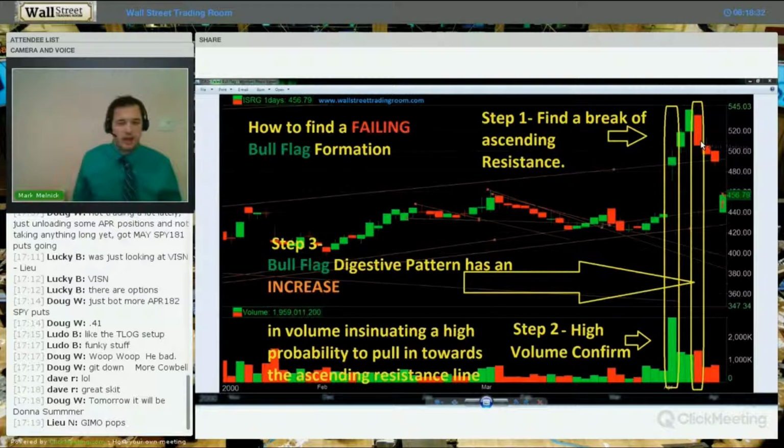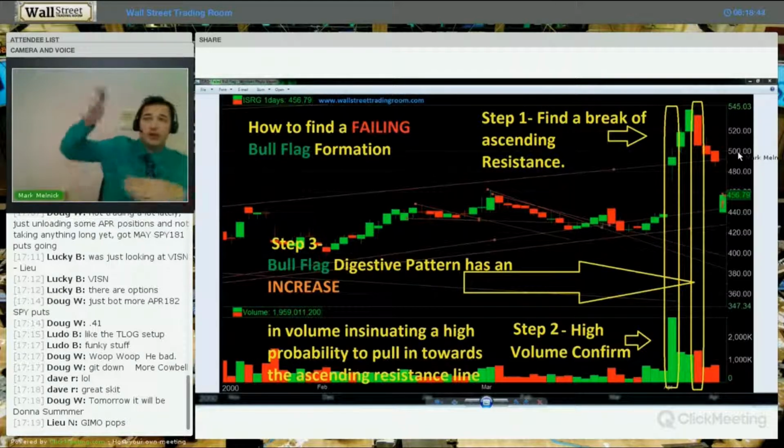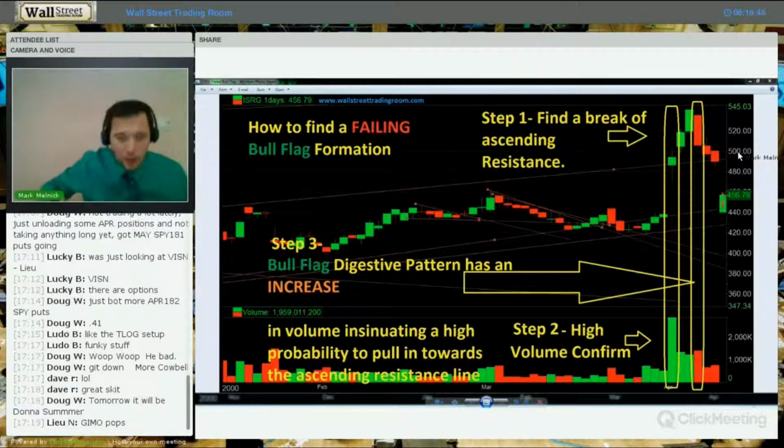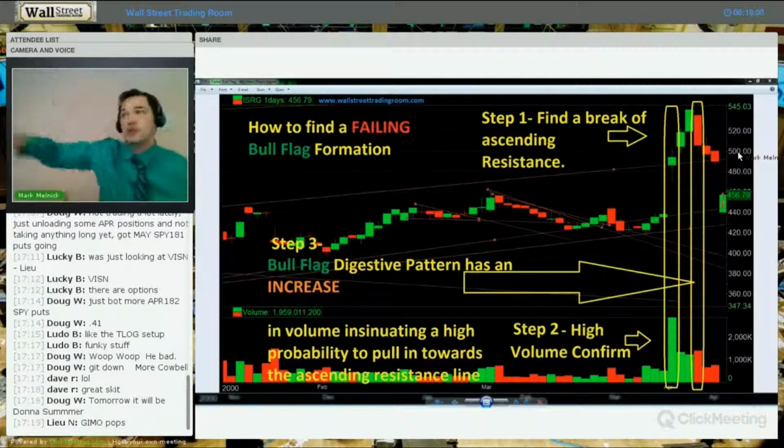And it was very exciting for me to look at this ISRG. I mean, forget about today's move. Even the down move in the prior 2 days was a very easy move to capitalize on. And what you look for is you look for the stock to get back below the ascending resistance line that broke. It is a very simple chart pattern. You notice the bull flag digestive pattern had an increase in volume. This insinuates the high probability to pull in towards the ascending resistance line, which is now acting as obviously support.